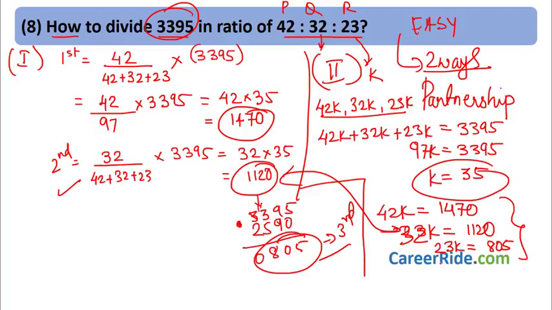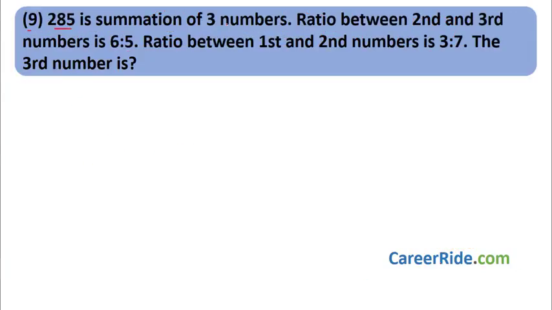Moving to question number 9. 285 is the summation of 3 numbers. Ratio between second and third numbers is 6:5. Ratio between first and second numbers is 3:7. What is the third number? Again a very easy sum. Let us see how to solve it. Ratio between the first and the second number is what?